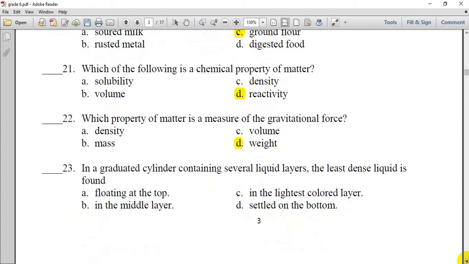23. In a graduated cylinder containing several liquids, we put many liquids together in a container. The least dense liquid is found, the least dense, like oil, where we will find it floating at the top, or in the middle layer, or in the lightest colored layer, or settled on the bottom. We said anything that has a low density will be floating at the top. So the answer is letter A. Next question.